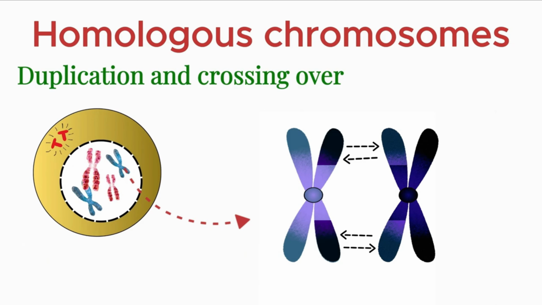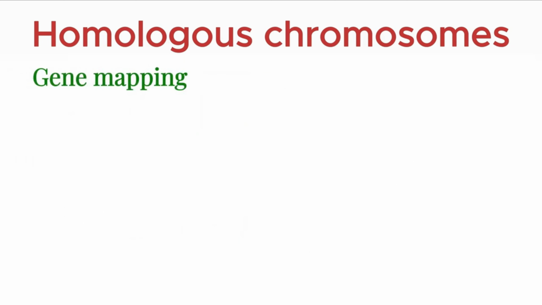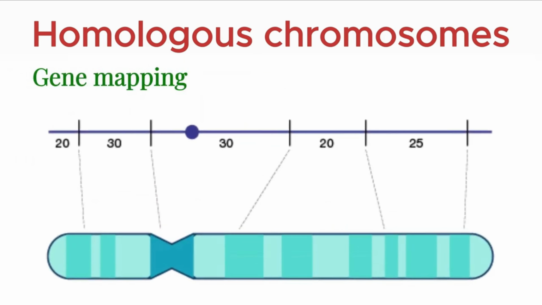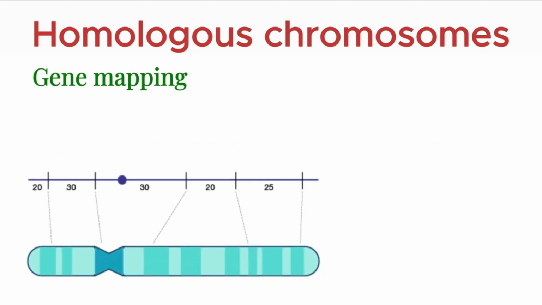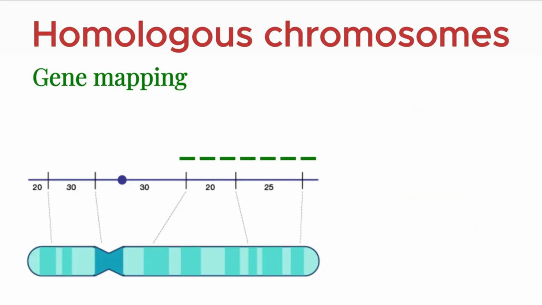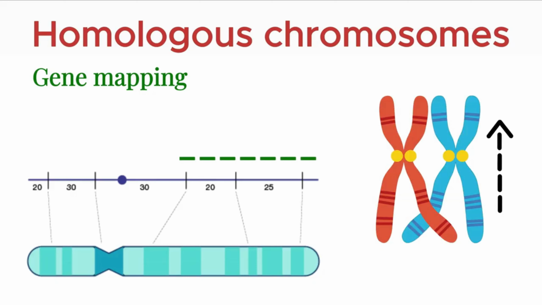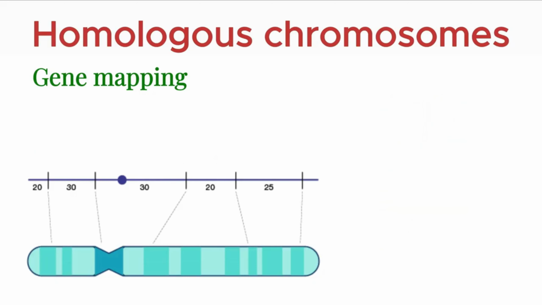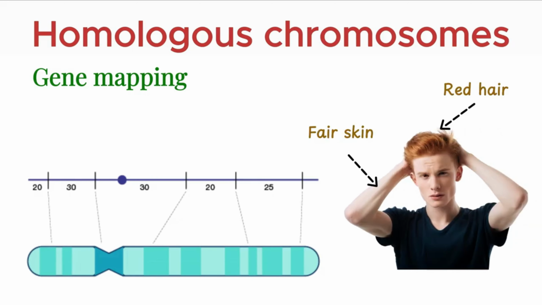gene distances. Now, let's talk about gene mapping, a fascinating technique that scientists use to locate genes on a chromosome. Gene mapping is based on a simple idea. The closer 2 genes are on a chromosome, the less likely a crossover will occur between them. But if genes are far apart, the chances of crossing over between them increase. By studying how often certain traits are inherited together, scientists can calculate the distance between genes.